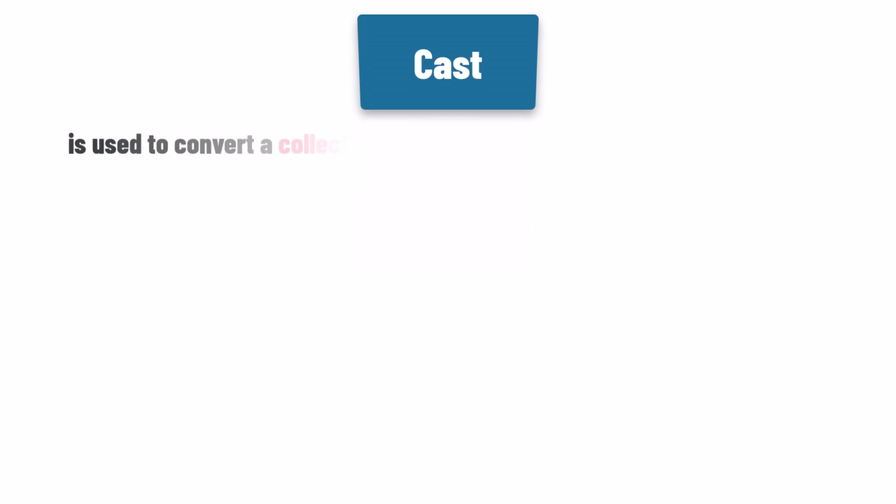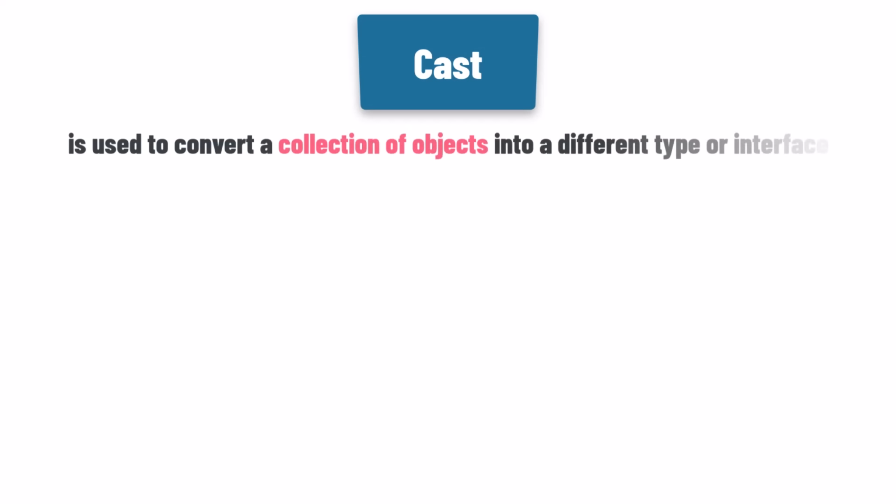Cast method. What does it mean? How to use it in a LINQ query. Let's learn more about this method. This method is used to convert a collection of objects into a different type or interface.